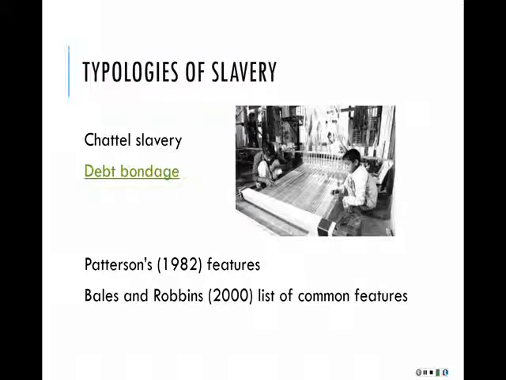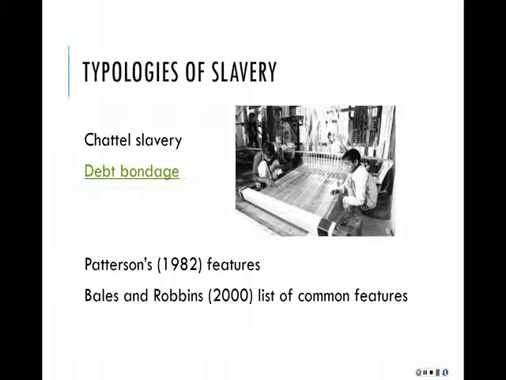That the slave is controlled by another person, number one. Number two, that the owner appropriates the labor power of the slave. And then number three, the slave activities are controlled by the threat or use of violence. Those are the three common features. So for Bales and Robbins, white slavery, forced labor, debt bondage, child prostitution, forced prostitution, and sexual slavery all satisfy those three common features.